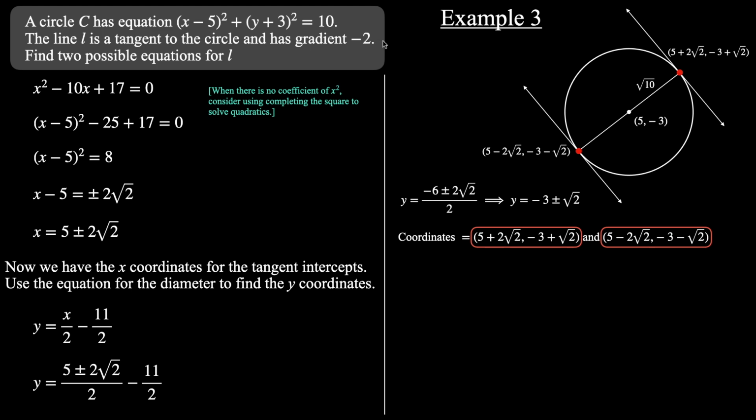And now that we have those two intersection points, we can find the equations for those two tangent lines. We already have the gradient that was given to us originally in the question, so we can find the equations for L using the point gradient equation, plug those in. I'll start with this point up here.